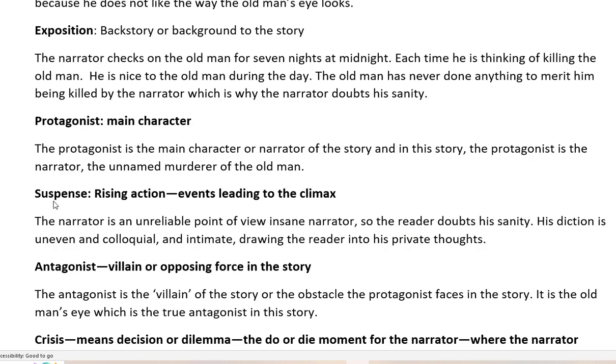And then you don't know whether or not this young man is crazy enough to actually kill the old man. So you keep asking yourself, each night when the young man checks in on the old man sleeping, is this the night he's going to kill that old man?